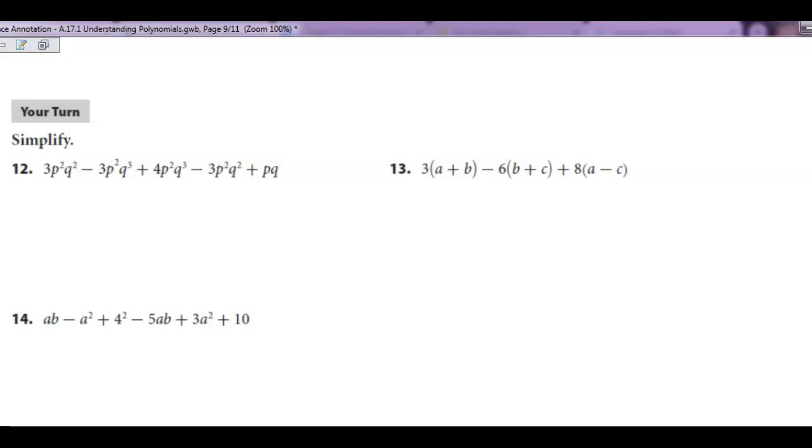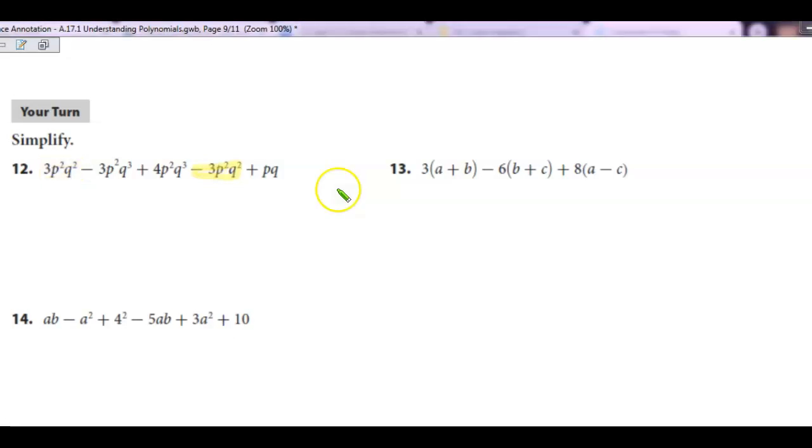So let's simplify number 12. There's a lot of P's and Q's in this one, so I like to highlight. It makes it much easier when I'm working through these to determine what I can put together. So I have p squared q squared, and then I have p squared q squared here. So these two are like terms.